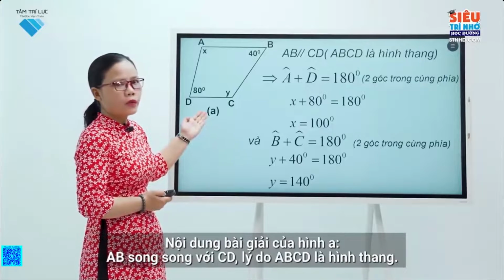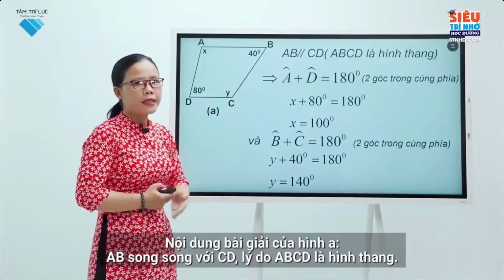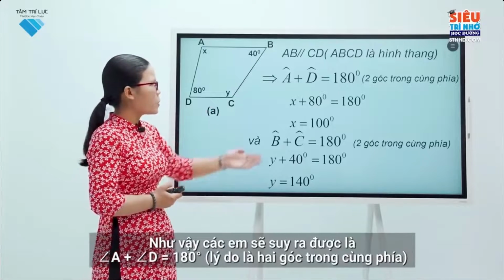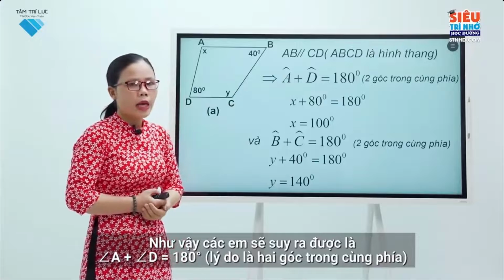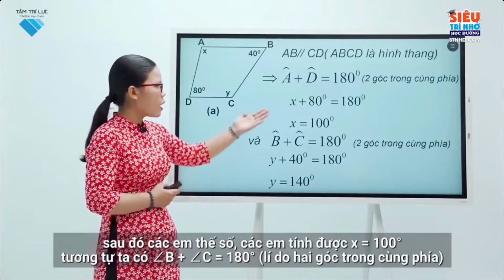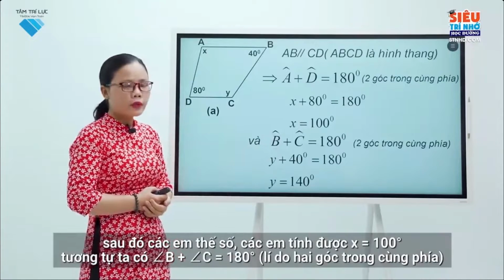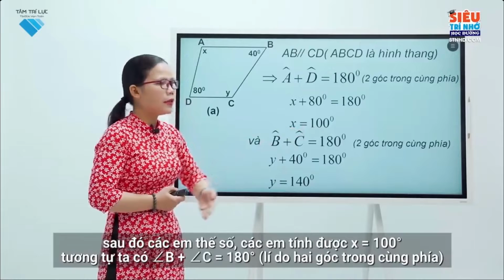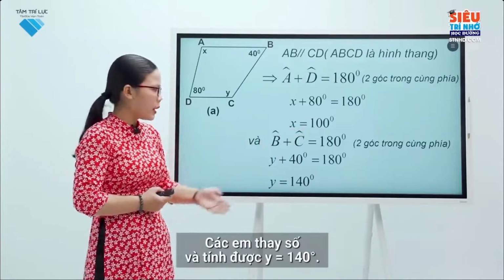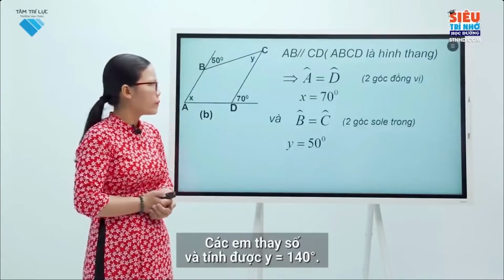The answer: AB is parallel to CD, because ABCD is a trapezium. So angle A plus angle D equals 180 degrees, two adjacent angles. Then you can see x equals 100 degrees. Similarly, angle B plus angle C equals 180 degrees, two adjacent angles. You replace angles with the measures and get y equals 140 degrees.